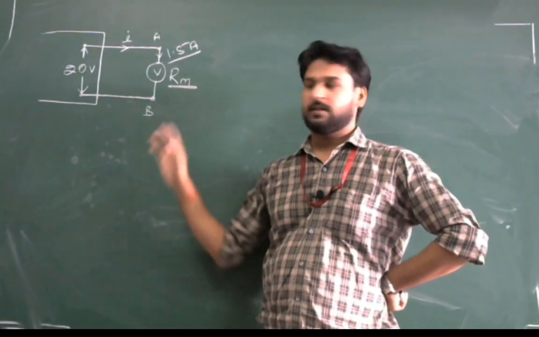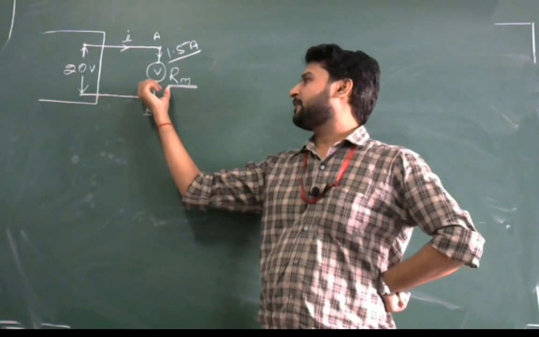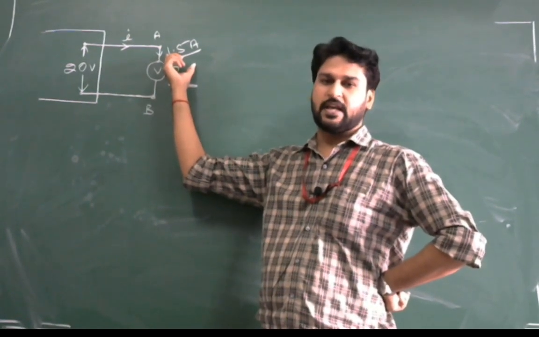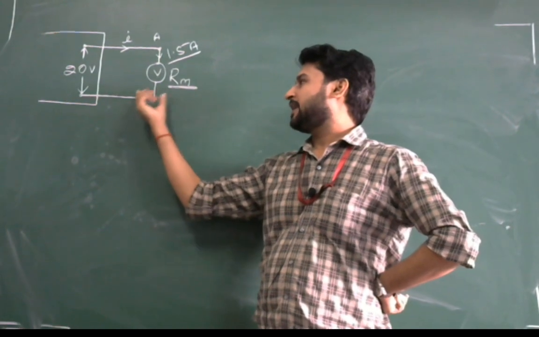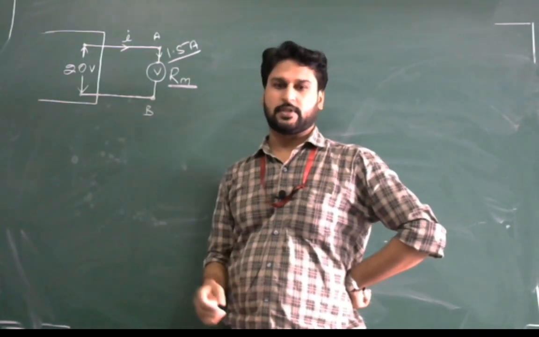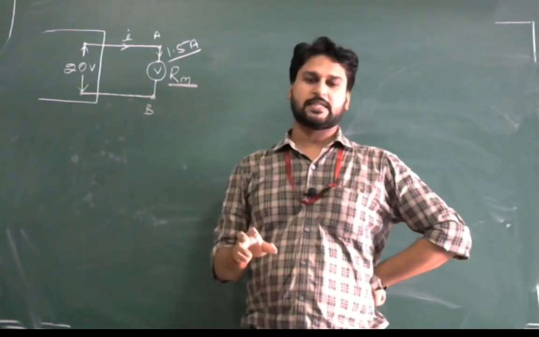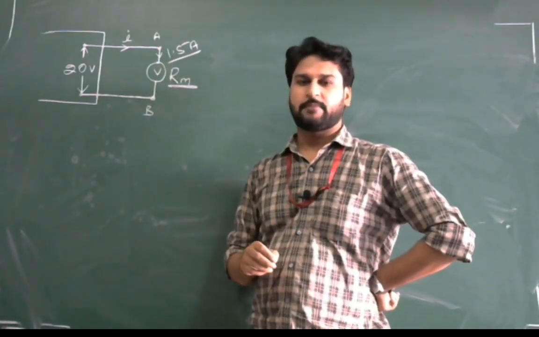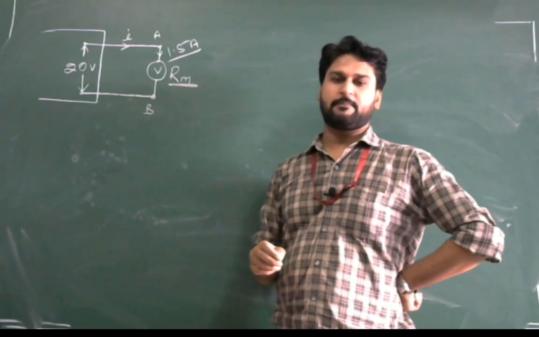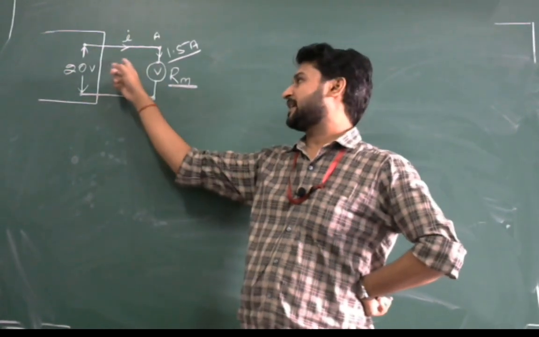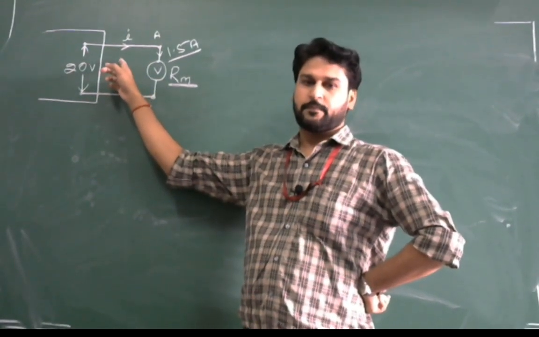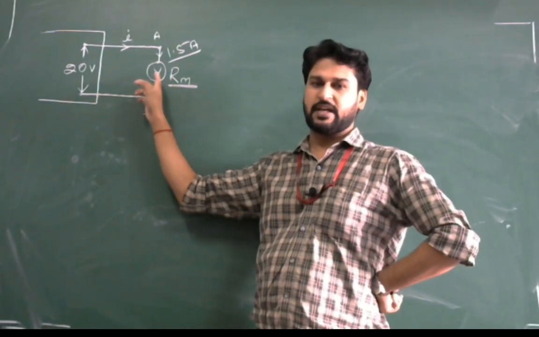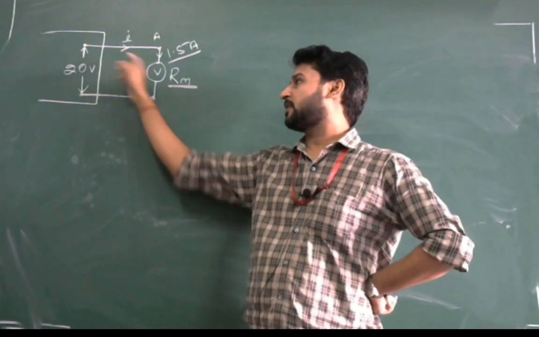But this instrument, if it gets less than 1.5 ampere, it will show less deflection than the 20 volt. I have to maintain both the conditions. I have to give 1.5 ampere to the voltmeter, but this 1.5 ampere should not be drawn from this circuit.